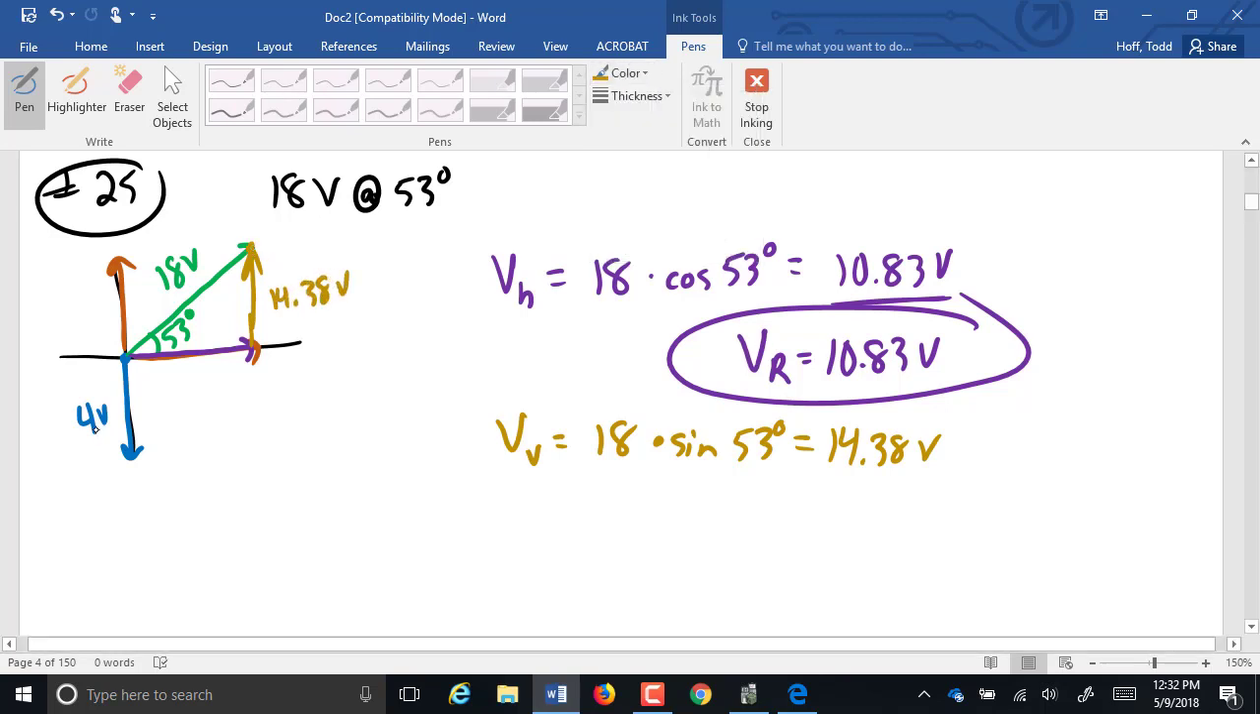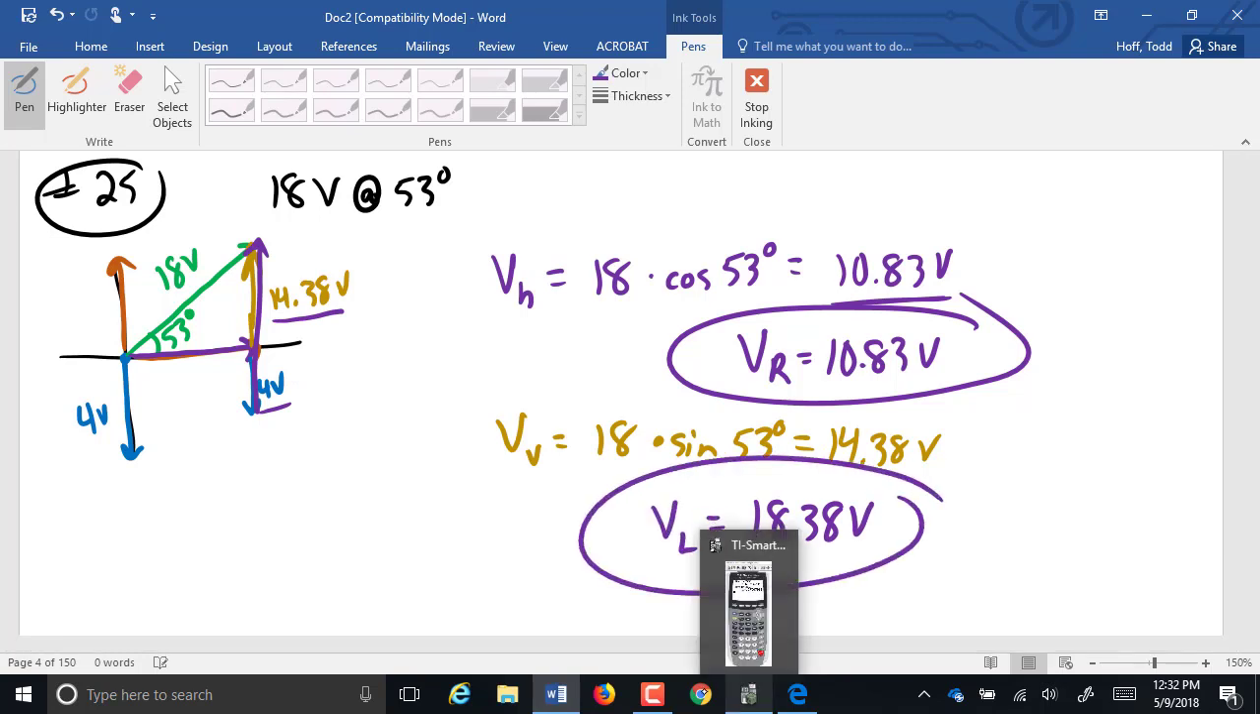But the capacitance has already taken us down by 4 volts. So how much does the inductive voltage have to be to get us back up to there? Yeah, 14.38 plus 4, 18.38 volts. That's the inductive voltage.